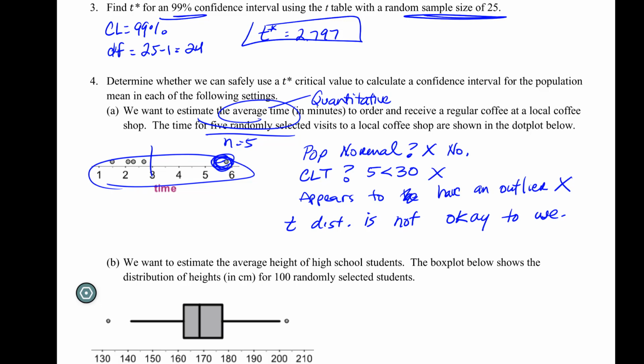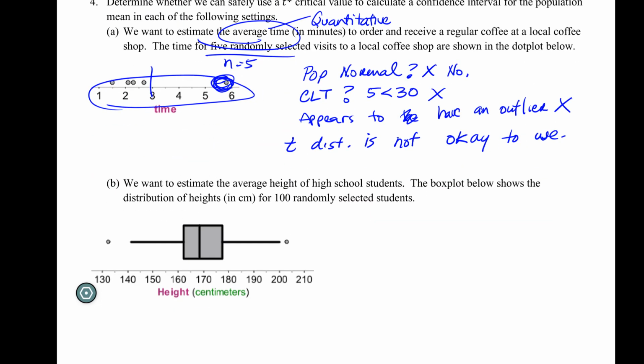Okay, now let's go and look at B. We want to estimate the average height. Again, I'm looking at something that's average, so it's quantitative, so that checks out, good. Of high school students, the box plot shows the distribution of heights in centimeters for 100 randomly selected students. And, you know what? As long as it was a random sample of 100, I'm done. I don't know what the population is. That's fine. And we say my CLT says that 100 is greater than 30.